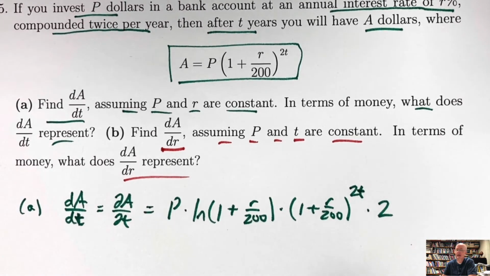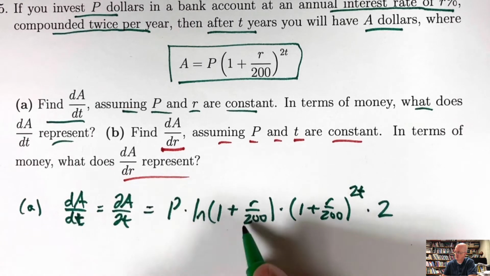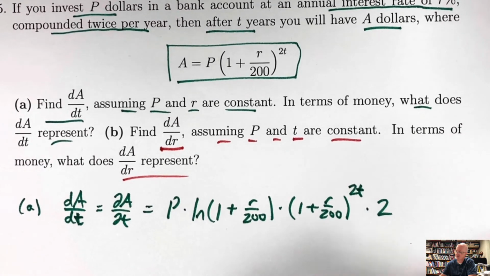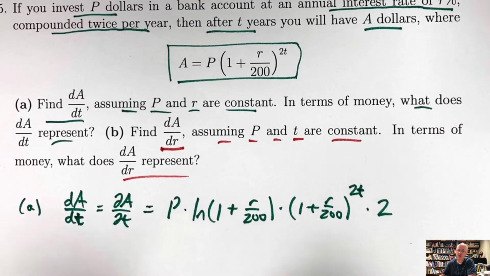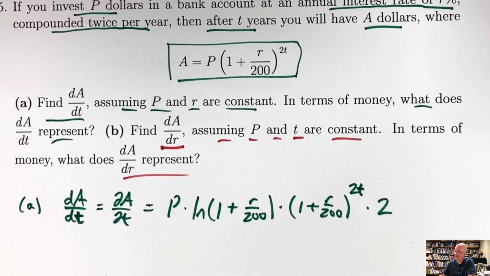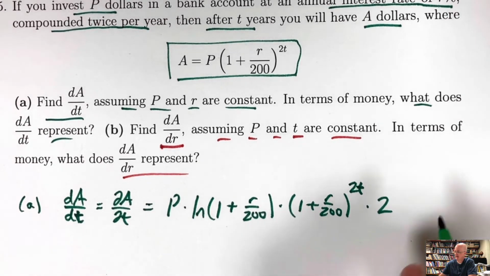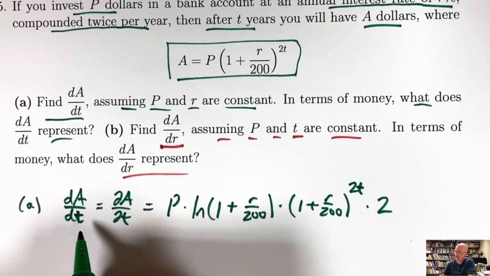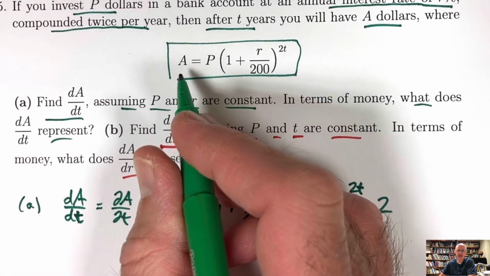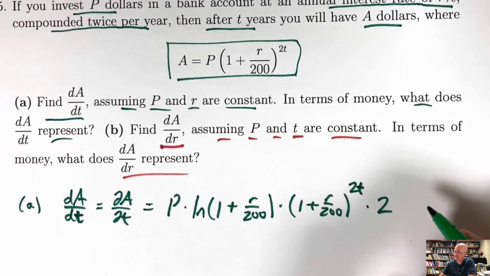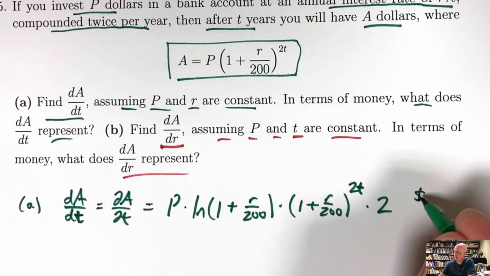This crazy looking expression, a product of 1, 2, 3, 4 things, is the derivative of this thing, when you think of this as a function of t and treat p and r as constants. I'm not going to write out what it represents, but let me just describe it. We should write out its units at least. It would be units of A per unit of T. A is an amount in dollars, and T is time in years. This would be in dollars per year.